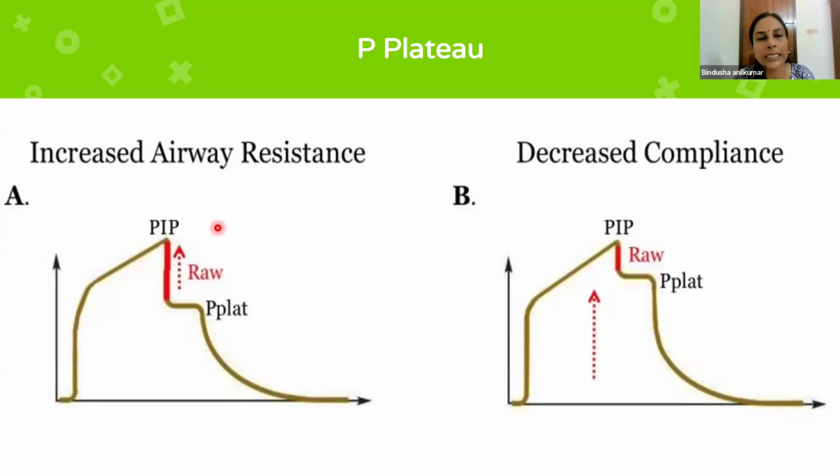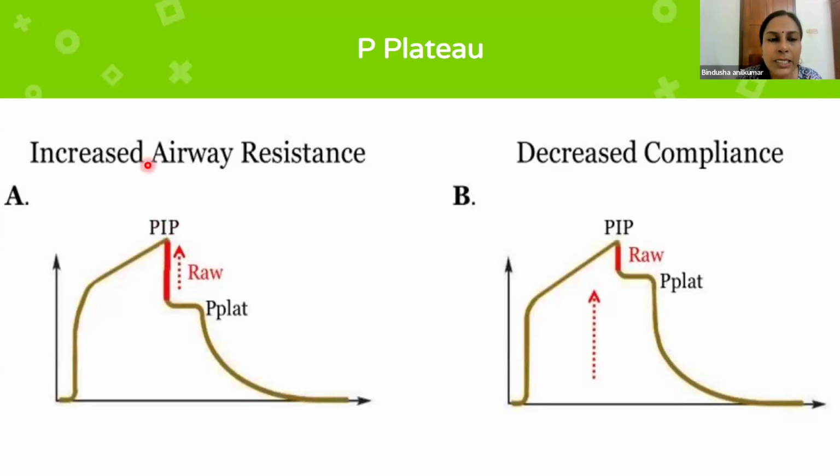Suppose whenever you are delivering PEEP, or positive or peak inspiratory pressure, this pressure is actually used for two things. First one is to overcome the airway resistance, and the second one is to expand the lung. Suppose the airway resistance is high, a major part of the pressure is used for overcoming the airway resistance. If the airway resistance is low, only a minimal part is used to overcome the airway resistance. So that is what we see here.